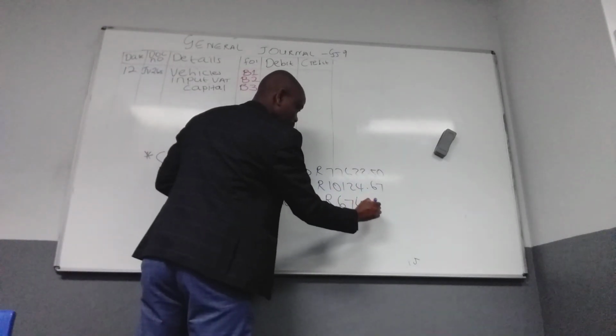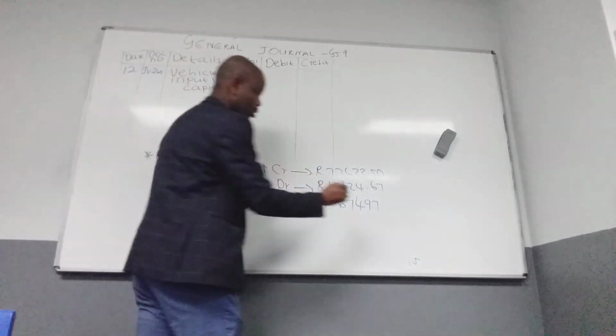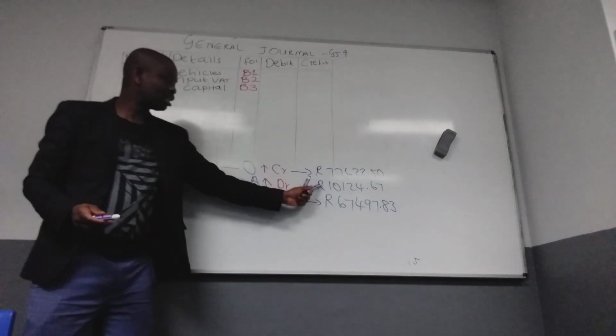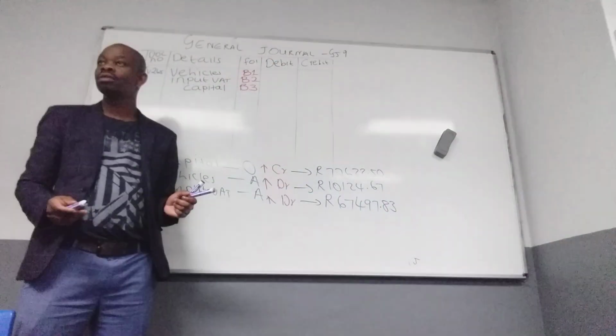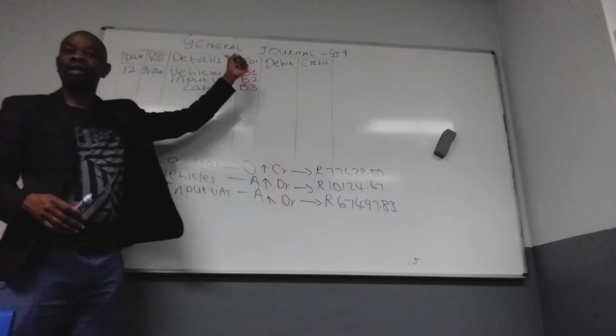67,497. Should we round up the cents? Yeah, 83. Thank you very much. So obviously when you add the 2, you must go back to that. So now we are ready for action. We are ready to go there.